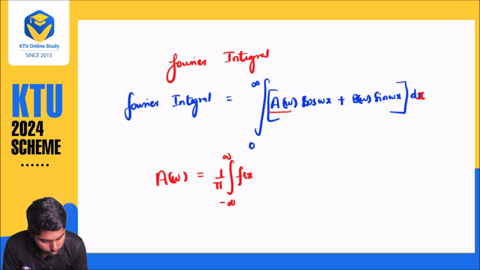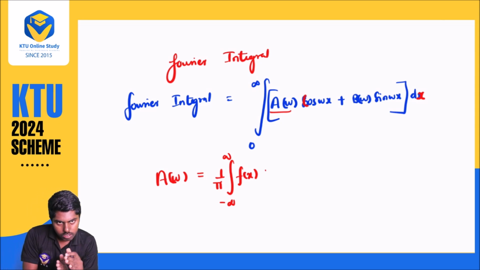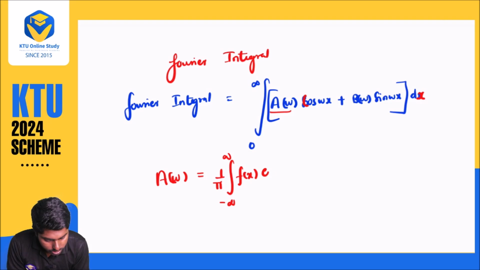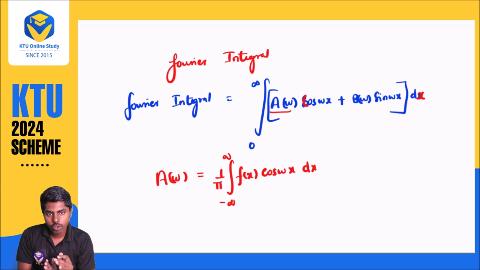f of x, and what is the coefficient? The coefficient of a omega here is cos omega x. So f of x cos omega x dx. So this is the a omega formula.